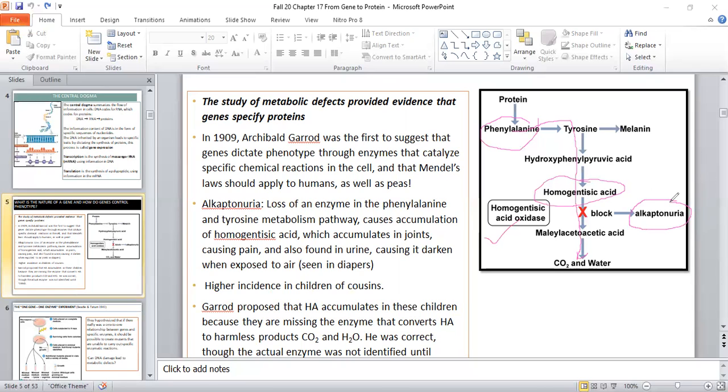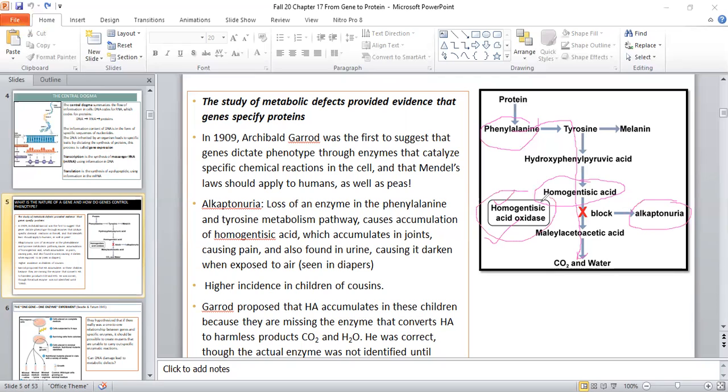Alkaptonuria is a condition when a person is not producing this enzyme. So HA cannot convert into water and carbon dioxide. Once he or she urinates, the urine turns a dark, black color. It is a very horrible kind of condition. And why is this happening? Because some changes have taken place in one particular gene, the gene responsible for producing this enzyme.